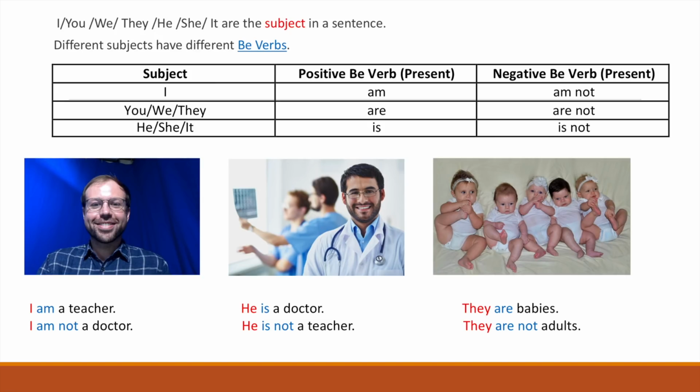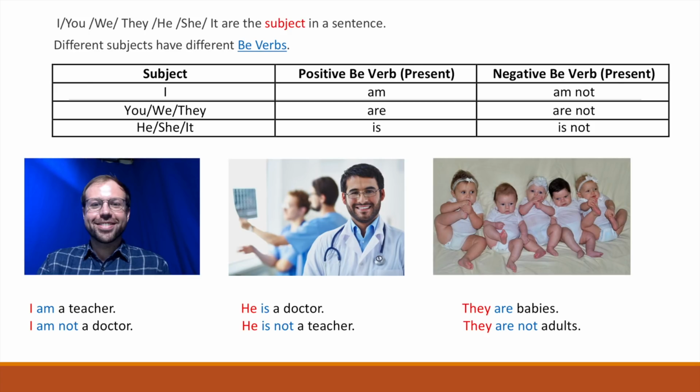So if I have the subject I, we have to use am, or am not to form the negative. You, we, they, we would use are or are not in the negative. He, she, and it, we use is or is not in the negative.